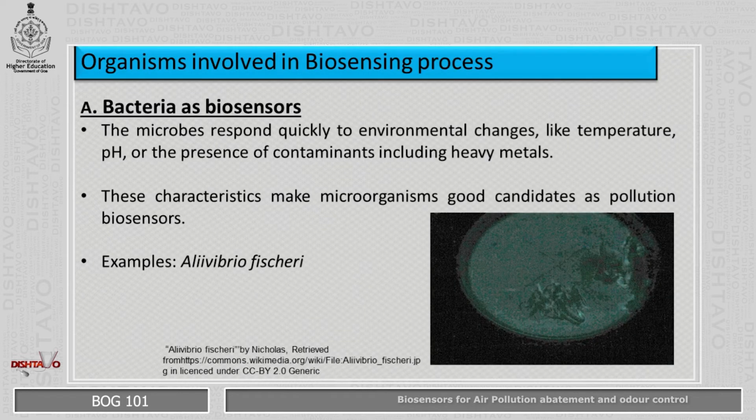We are coming to the organisms involved in biosensing process. First one we have bacteria as biosensors. So the microbes respond quickly to the environmental changes like temperature, pH or the presence of contaminants including heavy metal. So these characteristics make microorganisms good candidates as pollution indicators. So the biosensors make use of various bacteria. Example is Vibrio fischeri. This is a bioluminescent bacteria which makes use in pollution control in the biosensing process.